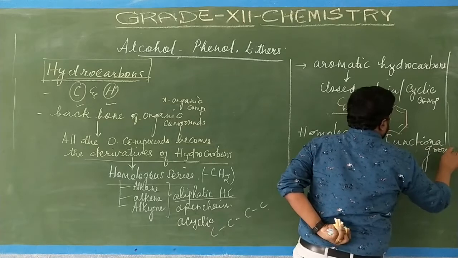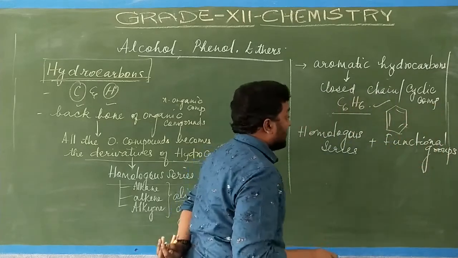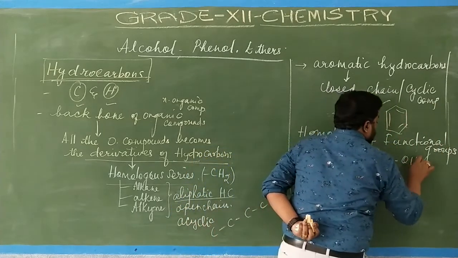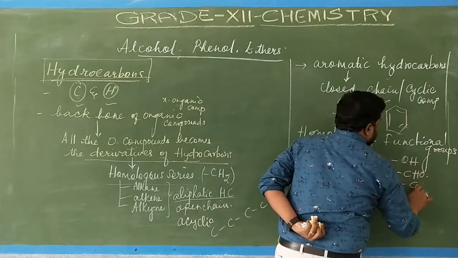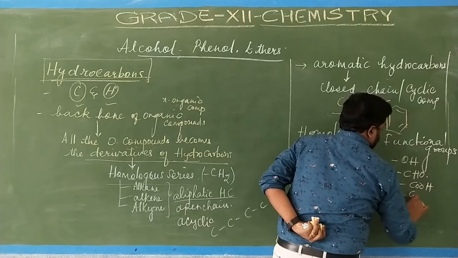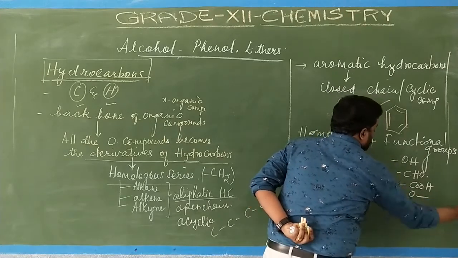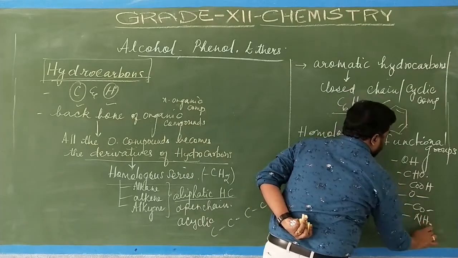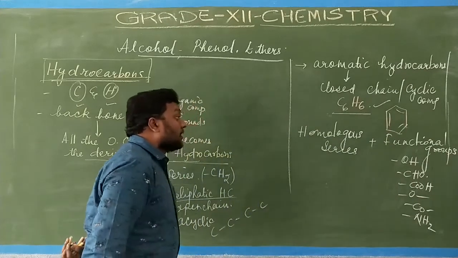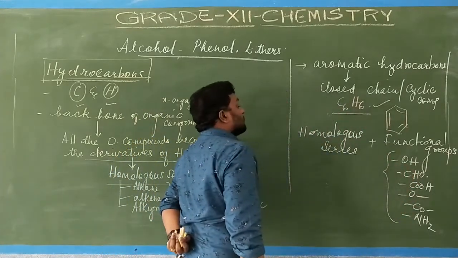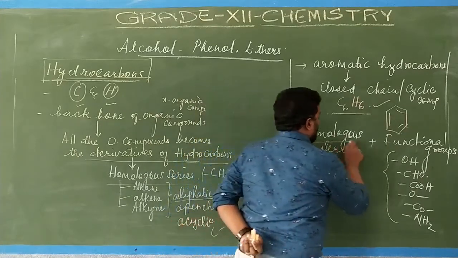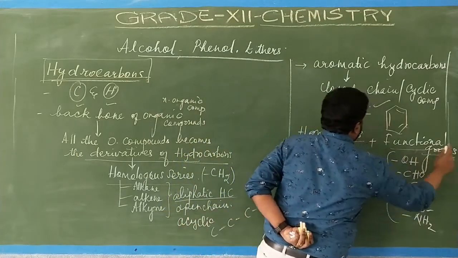Okay, there are a number of functional groups: alcohol, aldehyde, carboxylic acid, ethers, ketones, amides, like that. Around 10 to 12 functional groups have been reported so far. So the homologous series is combining with another functional group.